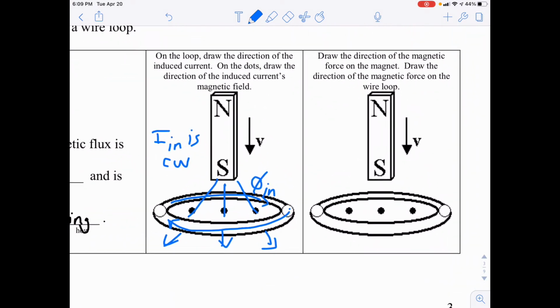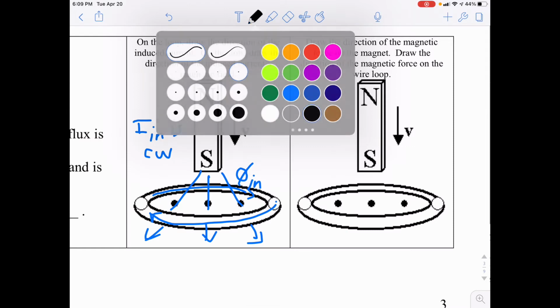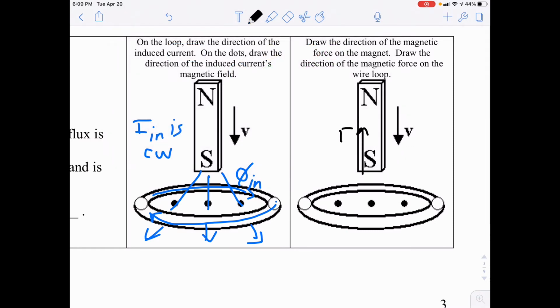Since the fields are pointing in opposite directions, that means these would repel each other, and the force on the magnet would push down and the force on the loop would push up. They would essentially repel each other.